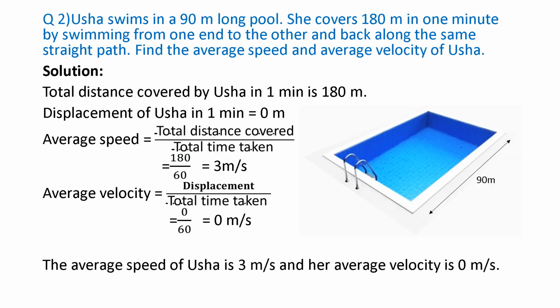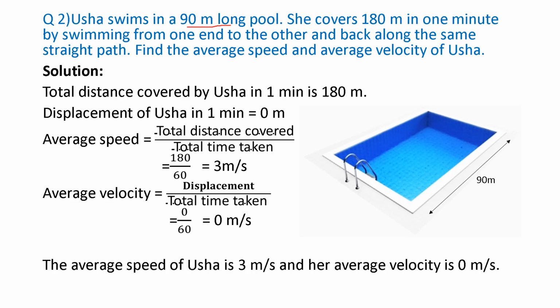In the next numerical, it is given that Usha swims in a pool which is 90 meters long. She covers 180 meters in 1 minute, that is equal to 60 seconds, by swimming from one end to another and back along the same straight path. It means suppose she started from here, swam to the other end, and again from there on the same path she returned back to the same point.